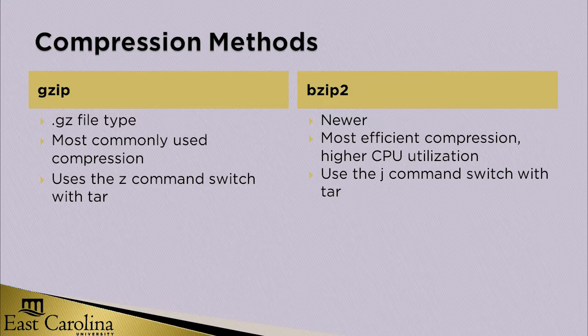The bzip2 compression method is newer than gzip and provides the most efficient compression. However, it requires more processing power and may take longer when compressing large files. When compressing an archive with bzip2, the archive will have either a .tar.bz2 or just .tbz file extension. In order to utilize the bzip2 compression method, we will use the j command line switch. Now let's go back to the workstation and use the compression methods on our archive.